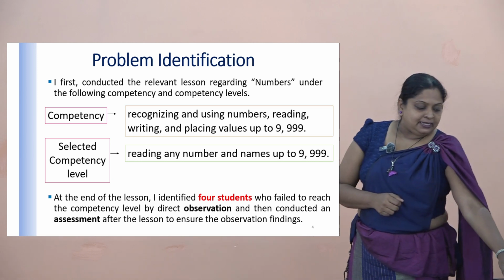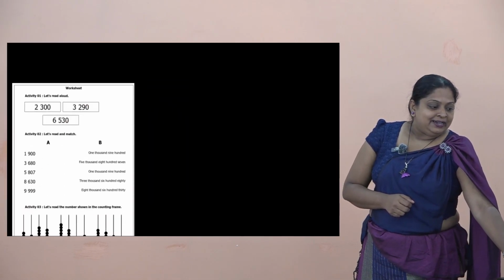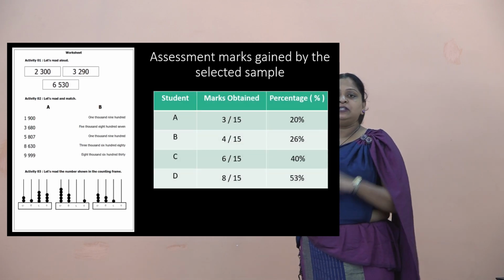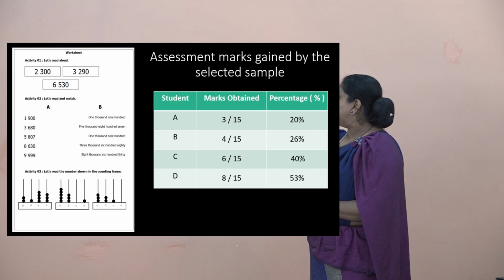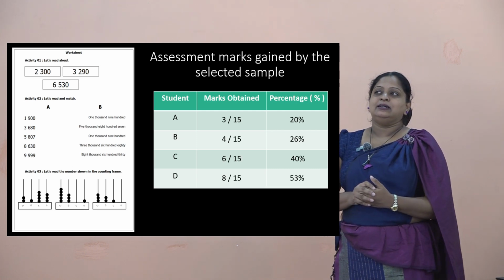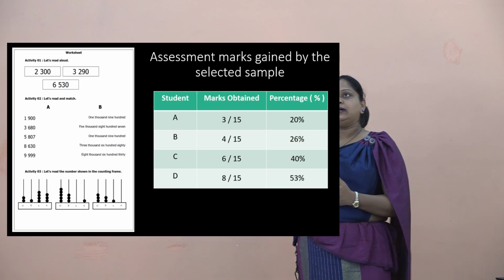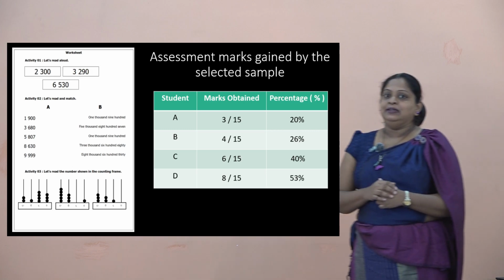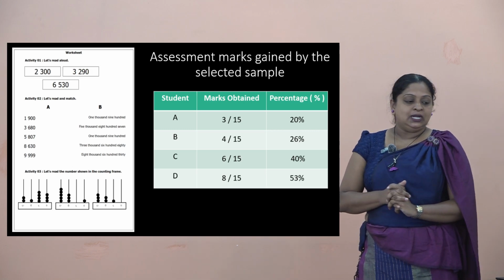So these are the findings of the assessment. As you can see, as per the observation, there were 4 slow learning students and they obtained between 20% to 50% in their assessment. So I thought of doing some activity in order to rectify this issue.